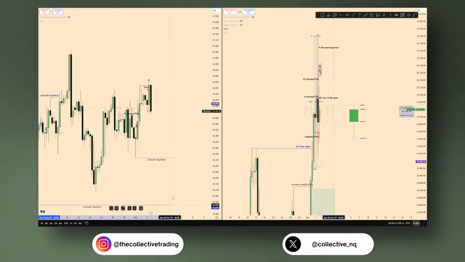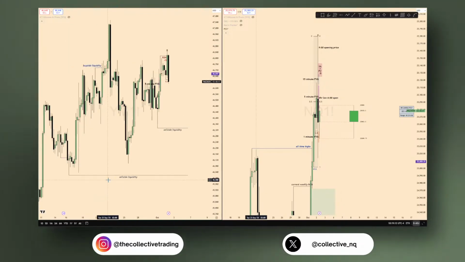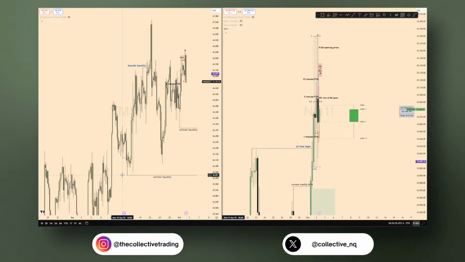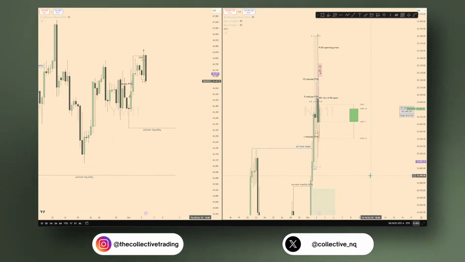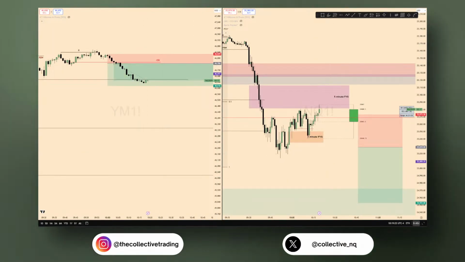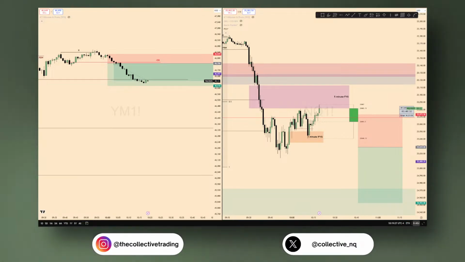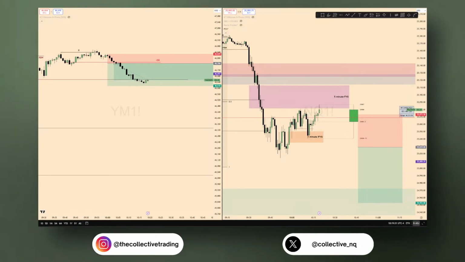Shoot for the stars. 46.21? There you go. Oh, there's that 5-minute. Okay, sweet. Equilibrium on YM is also right above that 4 hour. A little bit higher, but it's there. We have almost gotten to the current day equilibrium.